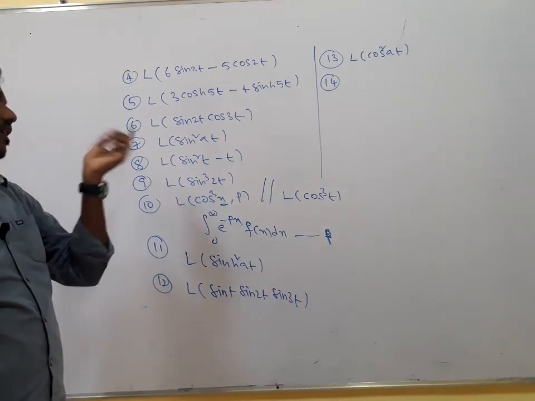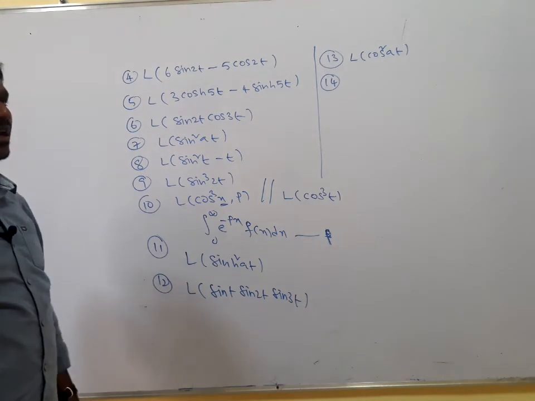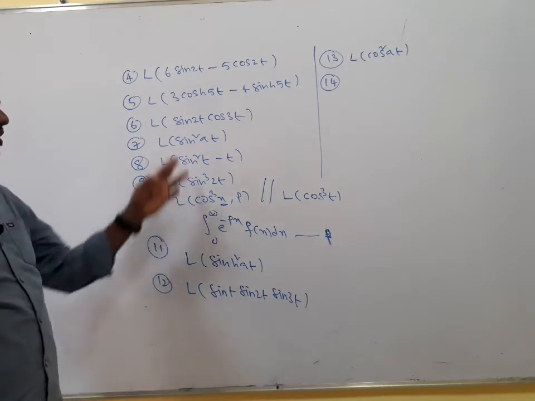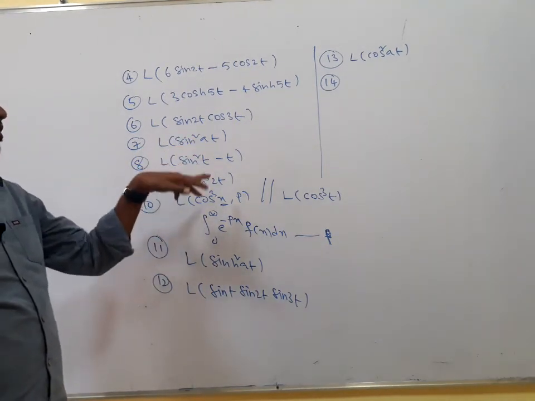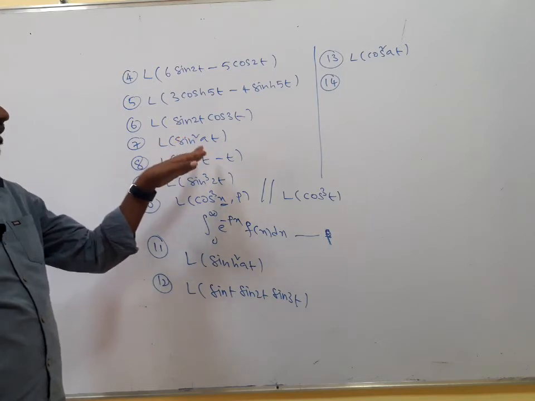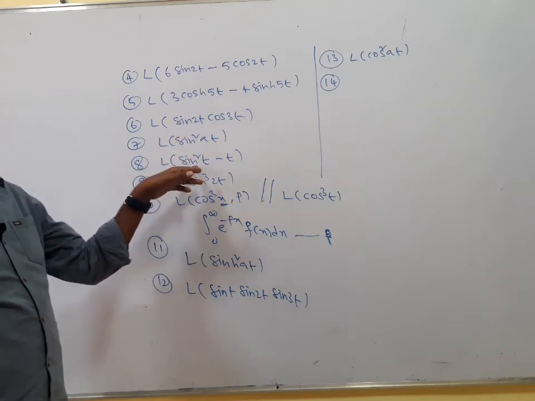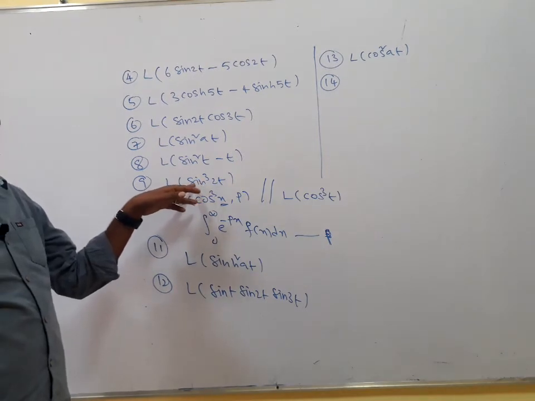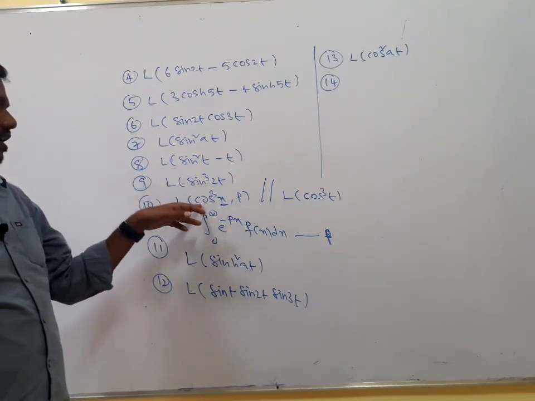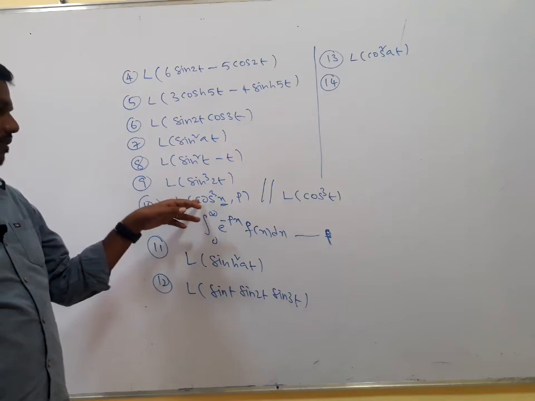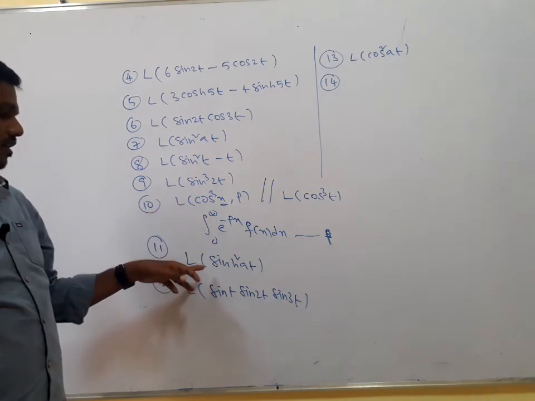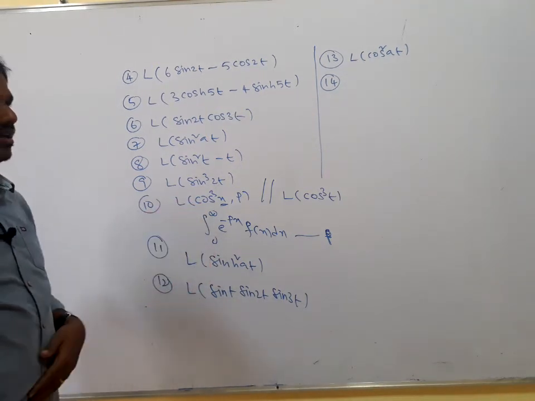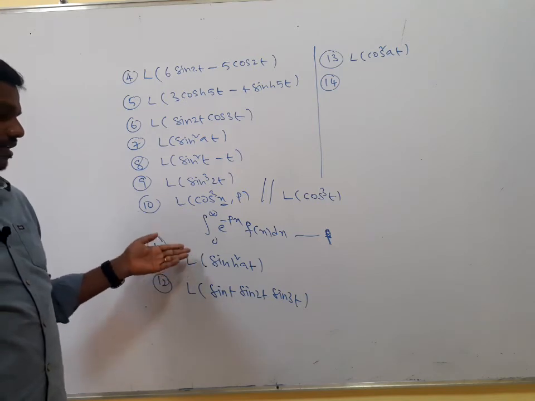Here sin square a is there. Sin square a can be written by using the cosine formula, right? Cos 2a is equal to 1 minus 2 sin square a. Yes, here also you can change into cosine. Here sin cube t, you go for the sin 3t formula. Here cos cube x, you go for the cos 3x formula. Here sinh square x, you know the cosh 2x formula.